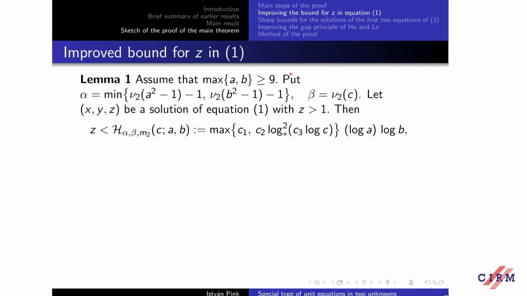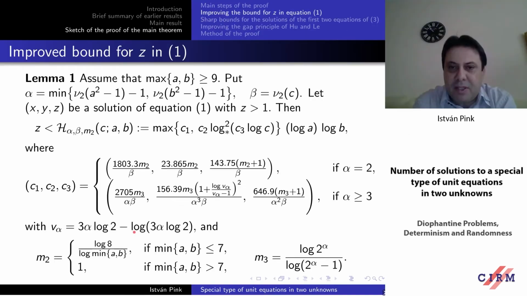After some technical assumptions, you can see here, we have for z an upper bound denoted by capital H, depending on several parameters. But what is important here is that the dependence on the bases is, of course, logarithmic, sometimes double logarithmic, in this sense, times log A, log B. This is on the one hand. And on the other hand, the explicit constants C1, C2, and C3 are as sharp as possible. I will give you now the precise definition of C1, C2, and C3. At first sight, it looks a bit strange and complicated, but the only thing we need to know here is that as alpha and beta increase, the values of C1, C2, and C3 get better and better.